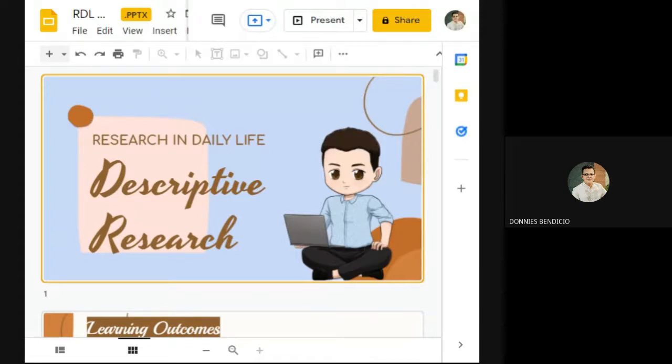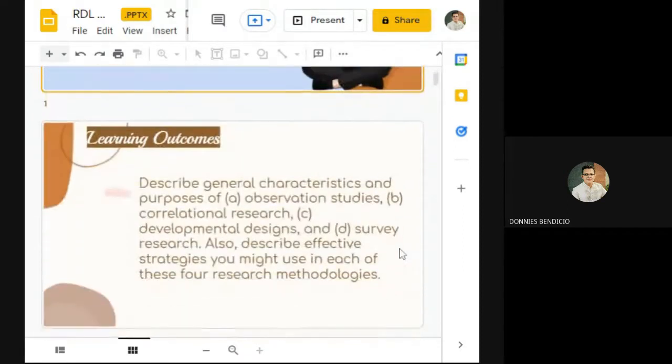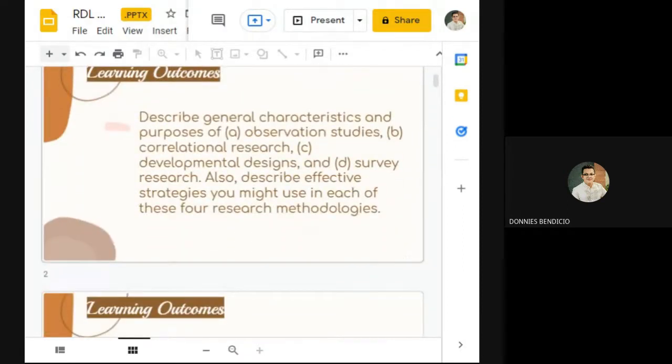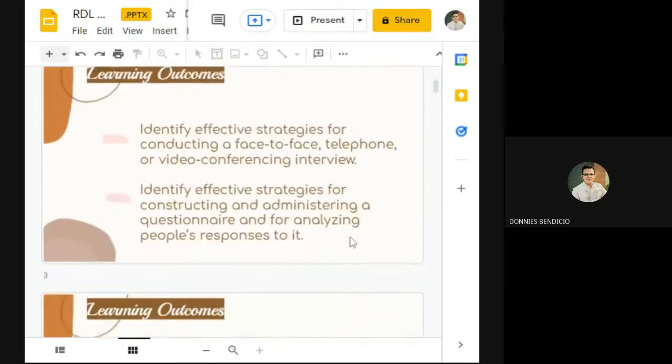So let us discuss the learning outcomes for this topic. We have to describe the general characteristics and purposes of letter A, the observation studies, letter B, correlation research, as well as developmental designs and survey research. We also want to describe effective strategies you might use in each of these four research methodologies, which later on, we will be discussing one by one.